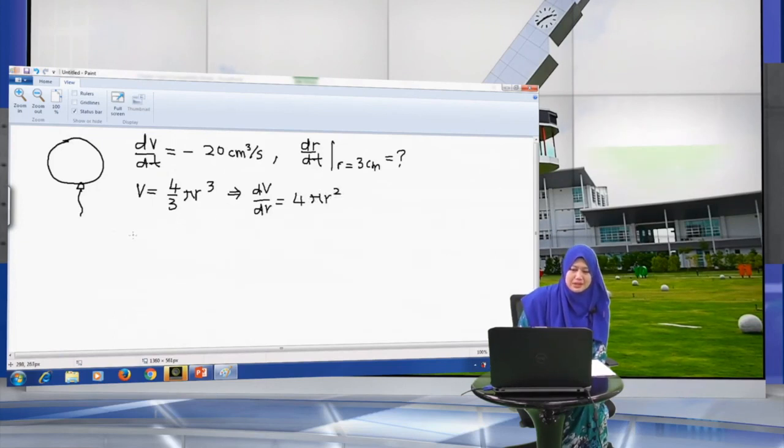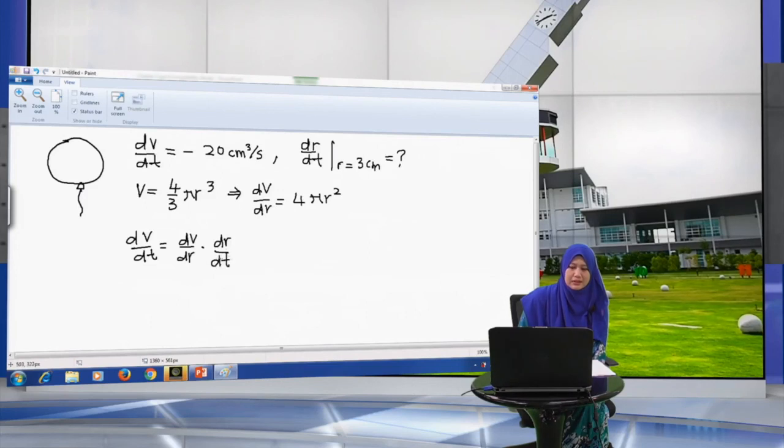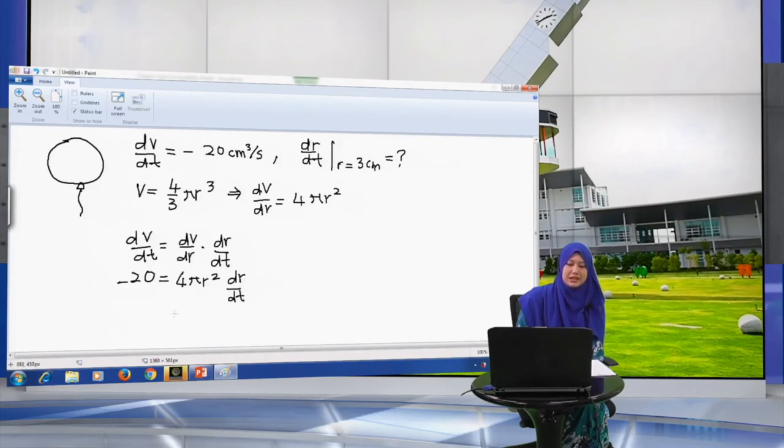Now the question needs us to find dr/dt. So we need to write the chain rule. dV/dt equals dV/dr times dr/dt. Okay, dV/dt is given, negative 20. dV/dr is 4 pi r squared, times dr/dt. From this equation we can find dr/dt.